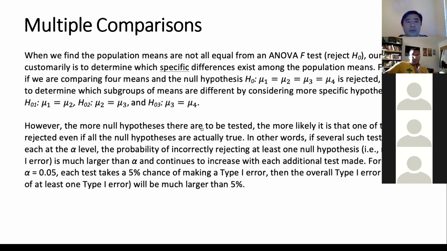Okay, so the next part is the multiple comparison. As I said, the multiple comparison is only conducted after you do the one-way ANOVA. Only if you reject the null hypothesis, you know at least one of the pairs is not equal in terms of the mean, and then you do the multiple comparison. Because if you fail to reject the null hypothesis, you know all the groups have the same mean, and you should not do the multiple comparison. You can still do that, but it is not meaningful. So multiple comparison is only done after you reject the null hypothesis.